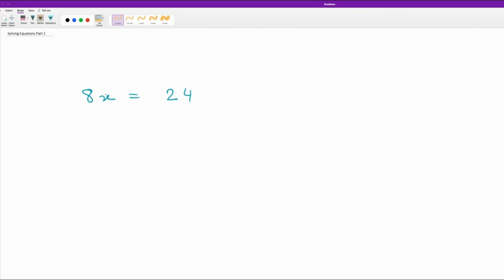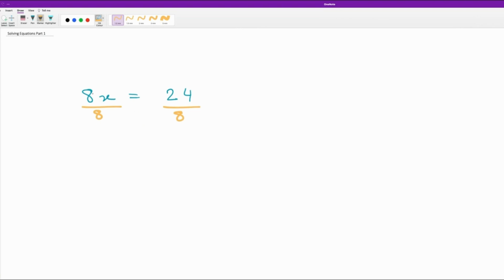Again, the purpose is to isolate the x, so keep it by itself. What's attached to this x? We have multiplied by 8. We have to move this multiplied by 8 over to the other side to keep this x by itself. So we need to think, what is the opposite of multiplied by 8? The opposite is divide by 8. And we do that to both sides.